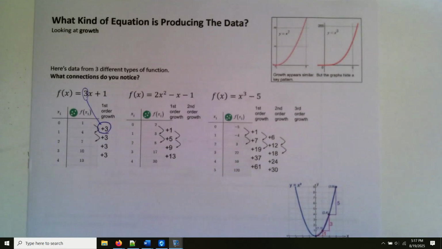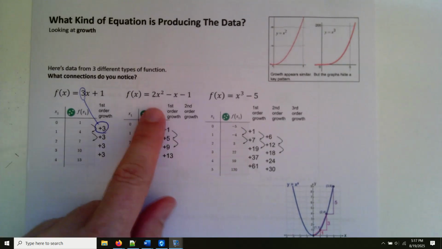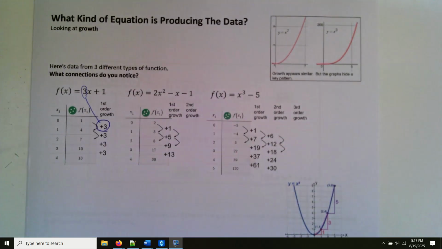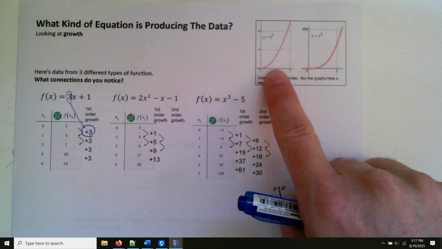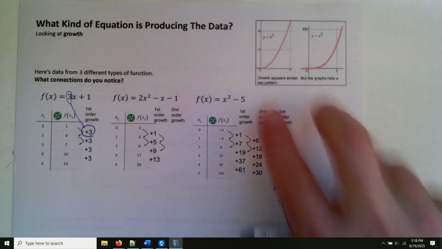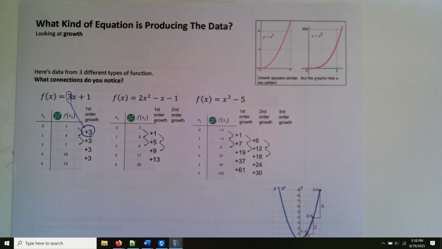The theme of today is, well, okay, we got linear growth. How could you tell if it was quadratic growth? How could you tell if data was cubic? How could you tell if it was something else? If you just look at the graphs, this is the graph of a squared and a cubed equation, and they look very, very similar. So you can't really tell if you're just looking at the graph. You have to dig into the pattern of the actual growth in the data.